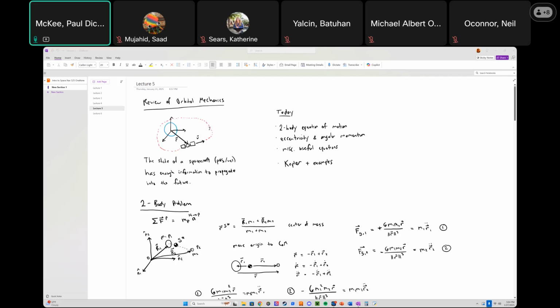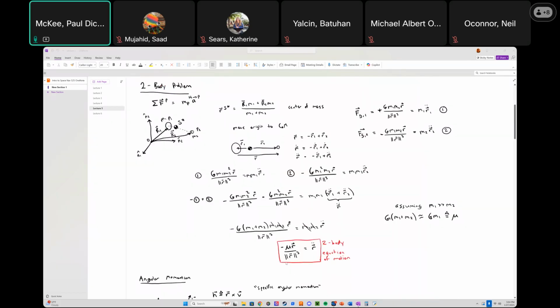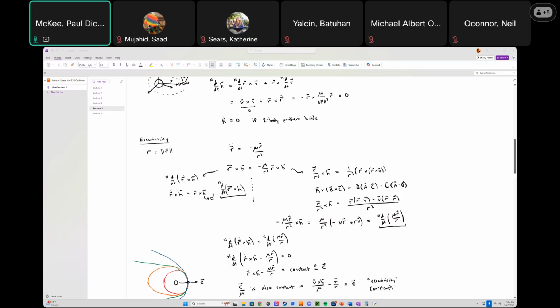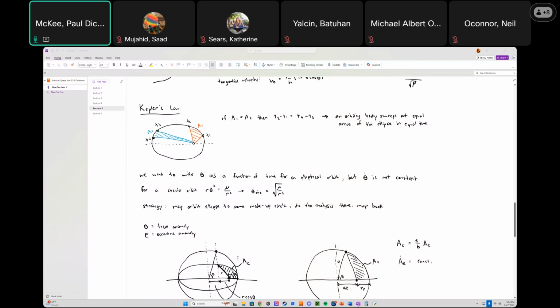So we started talking about the two-body problem, the basic equation of motion for a body orbiting another body. About angular momentum and eccentricity, parameters that describe a two-body orbit. We went through some useful equations about the ellipse, and then we talked about Kepler. And Kepler came up with this really nifty set of equations that allows you to predict the position of an orbiting body as a function of time.